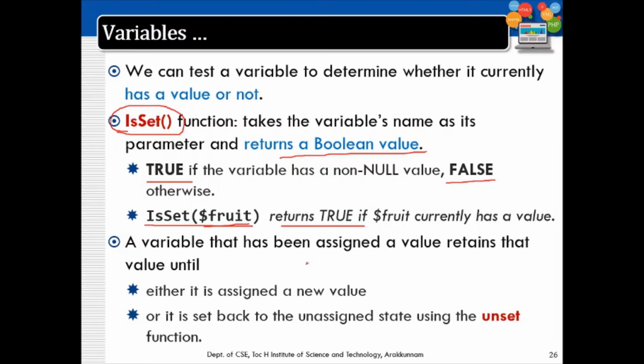The variable can be reassigned with other values, or it can be unassigned. We can use the unset operator. In PHP there is another operation called the unset function. This unset function can be used to remove the values from any pre-bound variables.